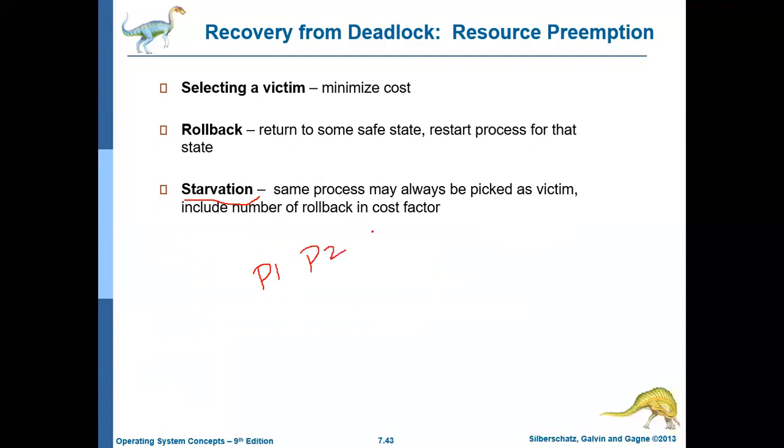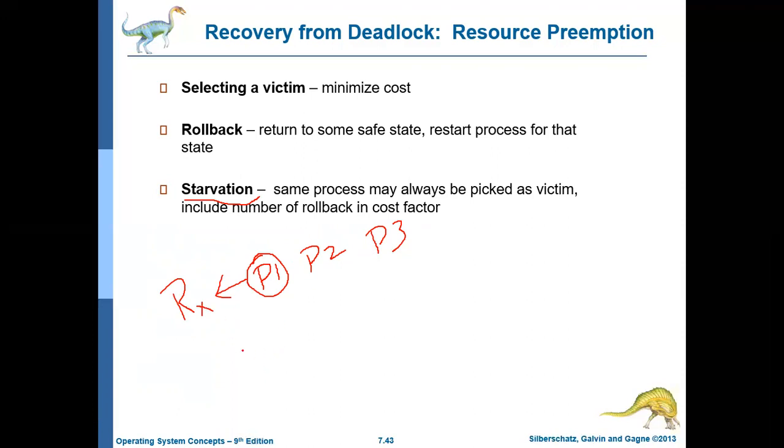There is a deadlock between three processes, P1, P2 and P3. Say P1 is holding some resource, P2 is holding some resource, P3 is holding some resource. Now assume that the operating system picks P1 to release resource X. So P1 released resource X. Now the system comes out of deadlock.